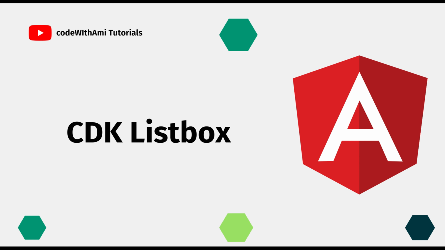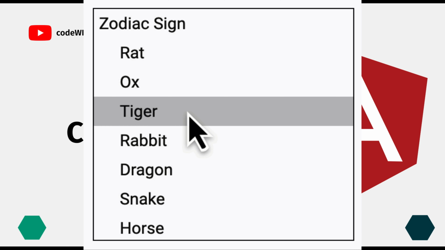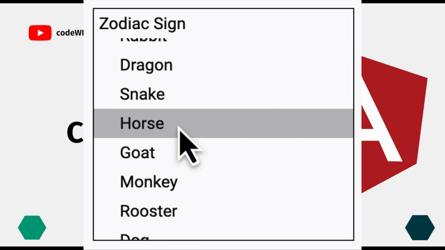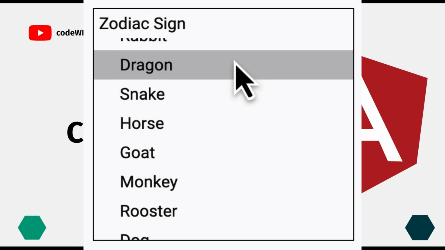Next thing is CDK listbox. The component dev kit offers a set of behavior primitives for building UI components. In Angular 15, Angular team has introduced another primitive that you can customize for your use case, the CDK listbox. Here it is. This is how it looks like.